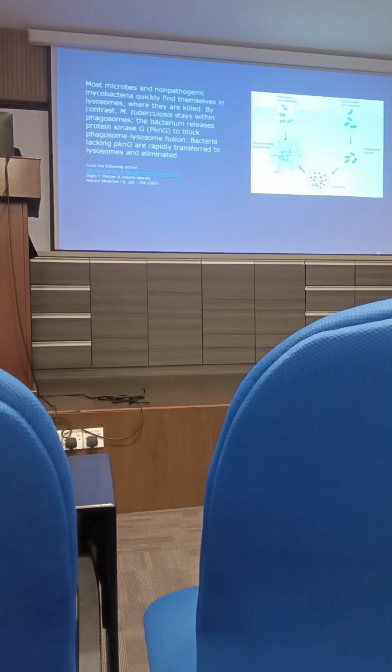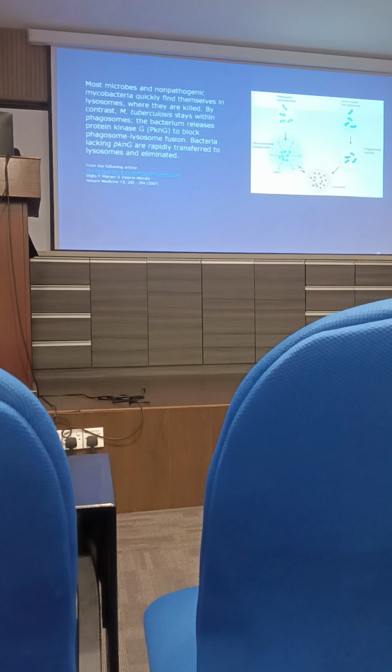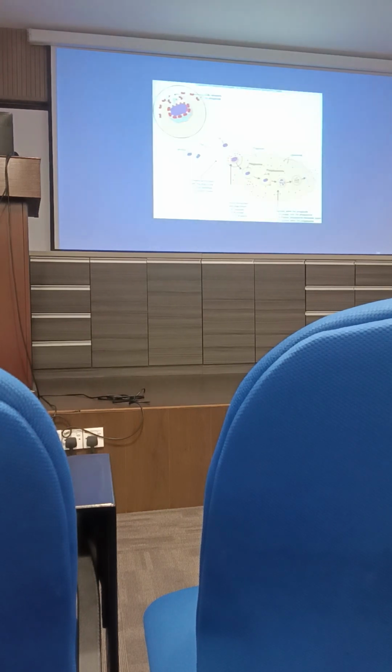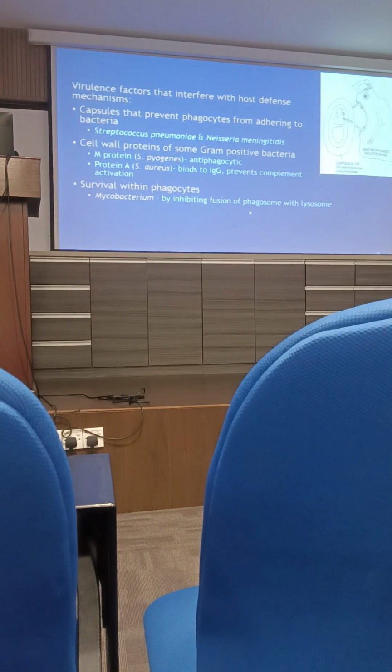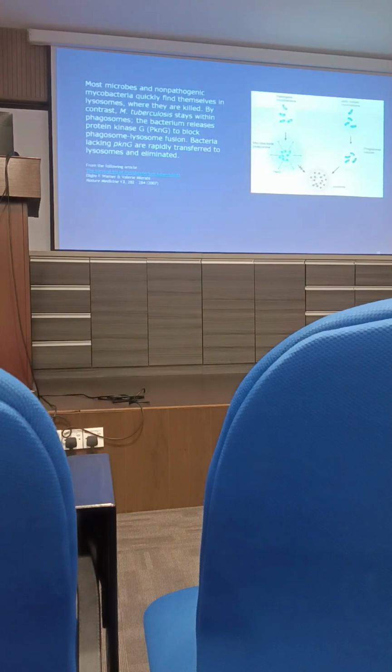But in pathogenic mycobacteria, they have protein kinase G. They have this protein kinase G to block the phagosome-lysosome fusion. So this fusion here does not occur. When this doesn't occur, the bacteria remains inside the phagosome and doesn't fuse with the lysosome. So this is an ability of Mycobacterium tuberculosis to survive within phagocytes, which makes it difficult to treat, a difficult pathogen to combat.